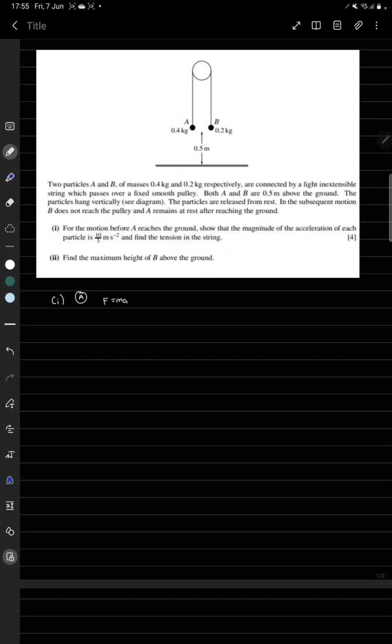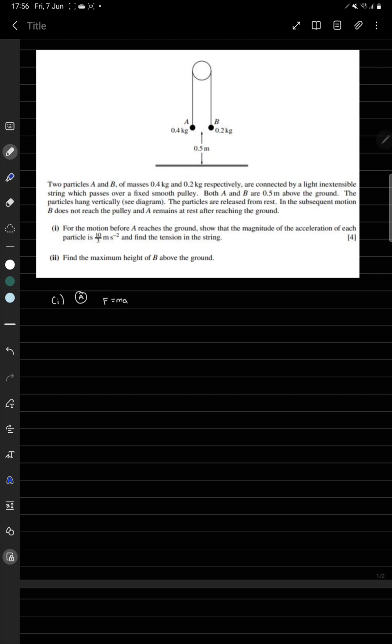Hello everyone. So we have our first question here saying that two particles A and B of masses 0.4 kilograms and 0.2 kilograms respectively are connected by a light inextendable string. It starts from rest and then starts to move after it is released. For part 1, we want to find the motion of A before it reaches the ground. Show that the magnitude of the acceleration of each particle is 10 over 3 and find the tension.